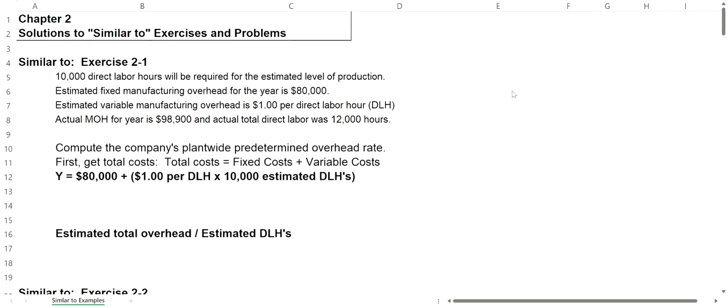Hello, this is Connie Belden, and in this video, we're going to learn how to calculate plant-wide predetermined overhead rate and then apply overhead costs to a particular job.